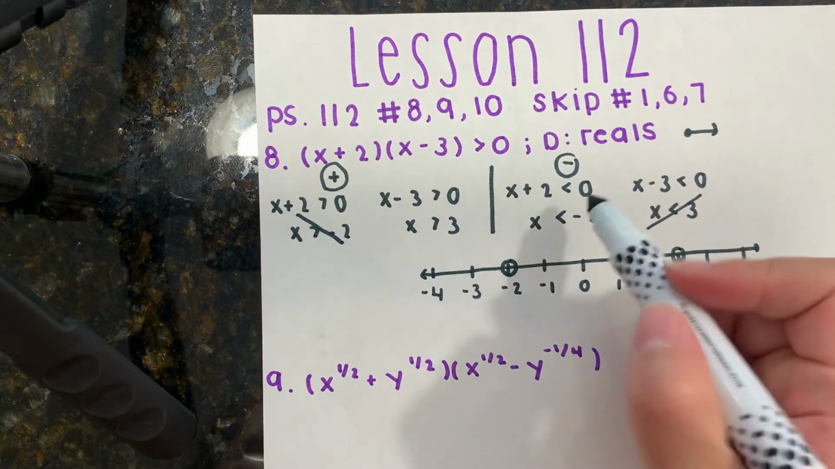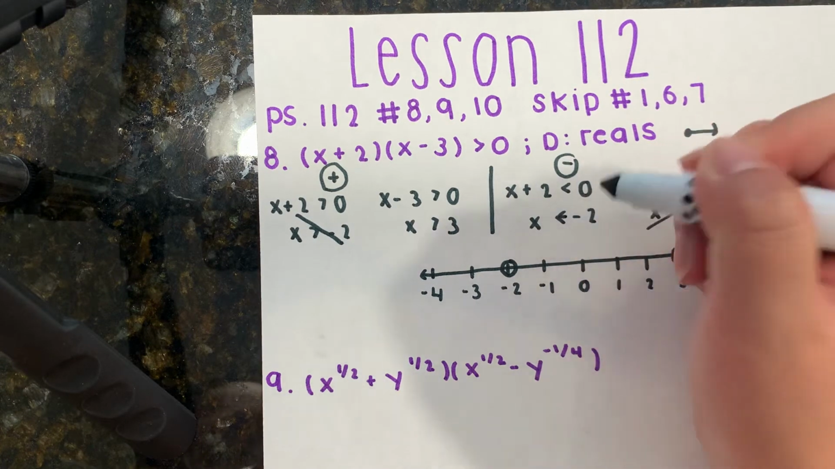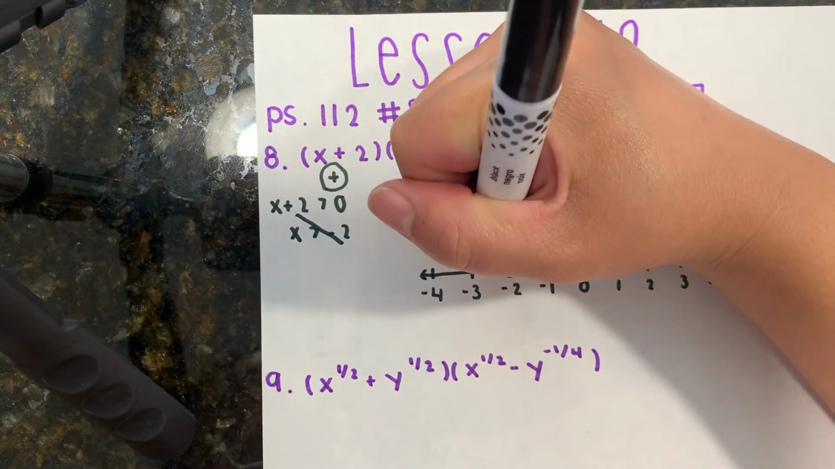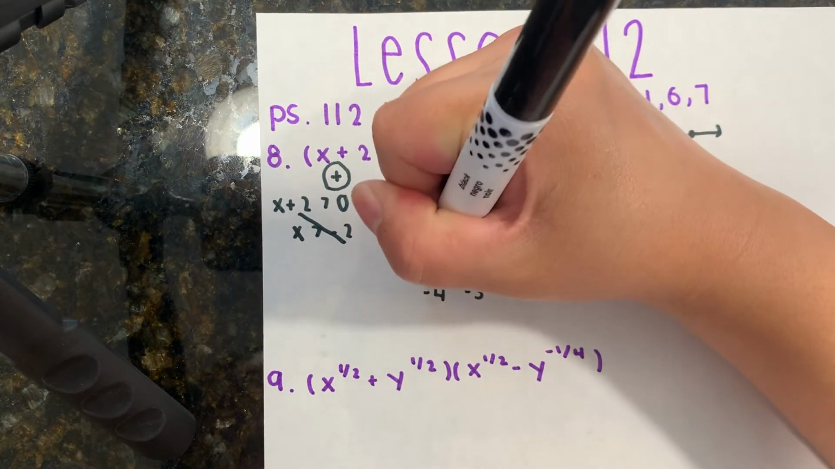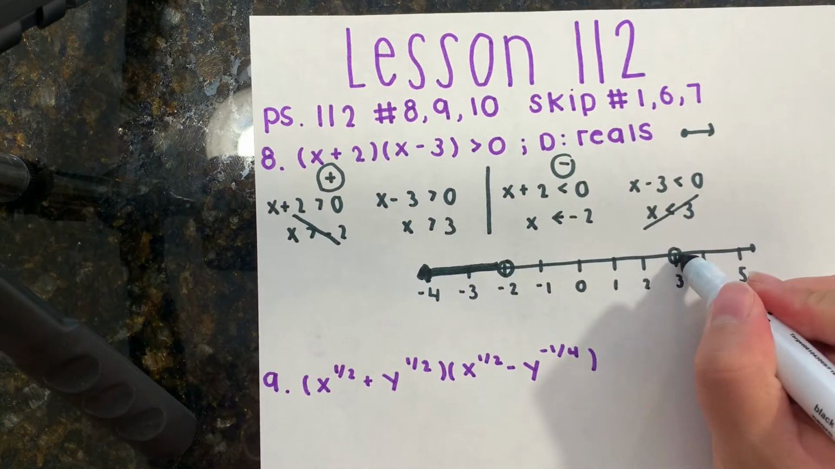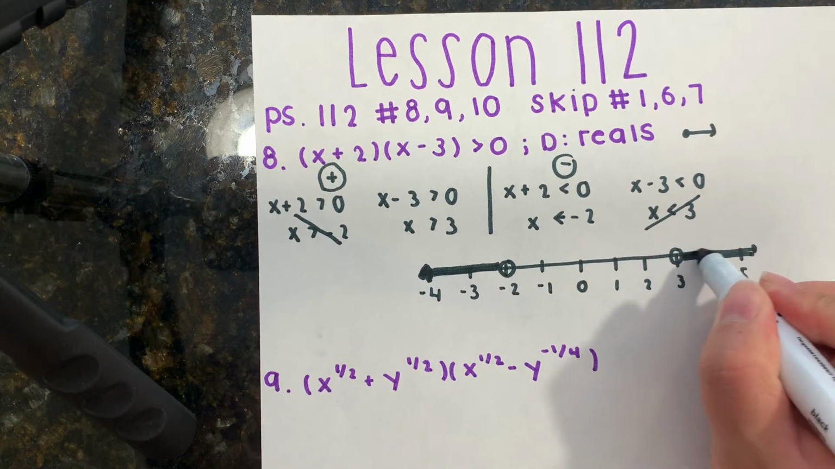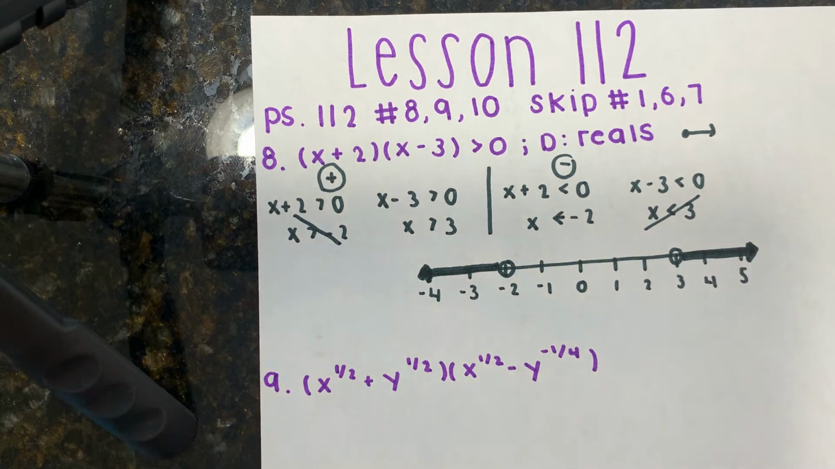And then it says less than negative 2, so that means I draw the arrow to the left of negative 2. And greater than 3, so I'm going to draw the arrow to the right of 3. And that would be your number line for number 8.